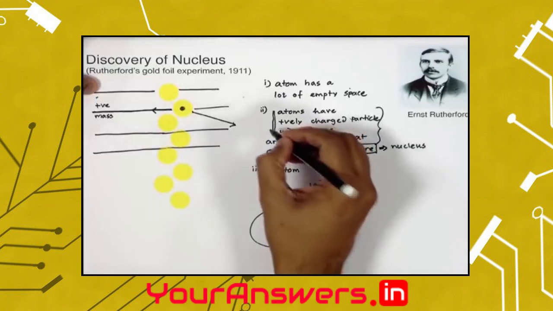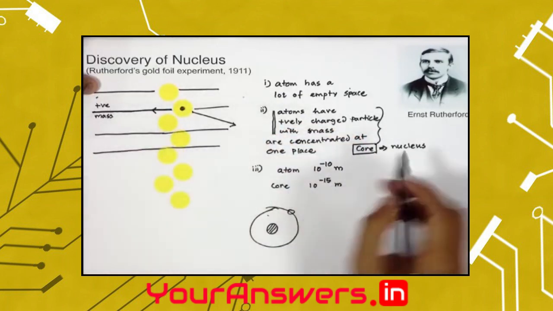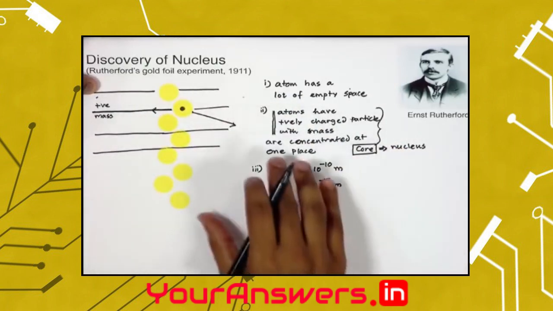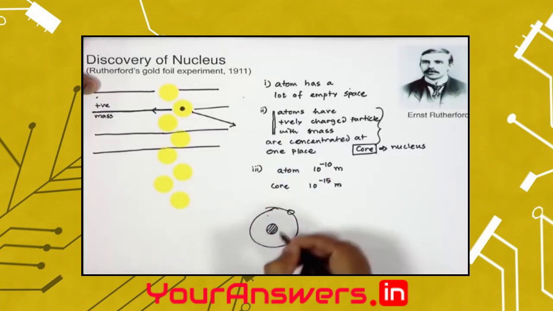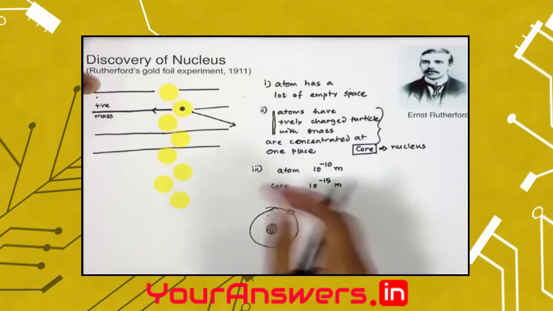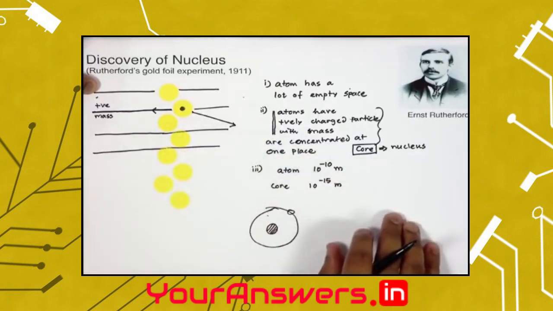Since only a few particles got deflected and very rarely you saw a complete deflection, it was said that the plum pudding model was wrong, and here comes a new model for the atom, which says the positive charge of the atom is centered at a core place, called the nucleus, and the electrons, which carry the negative charge, go around the nucleus. This is the story of the discovery of the nucleus.